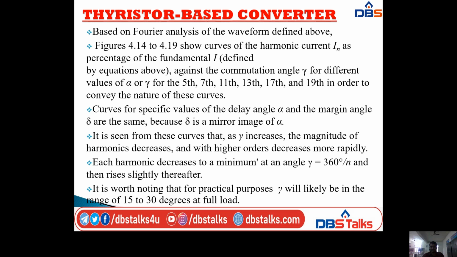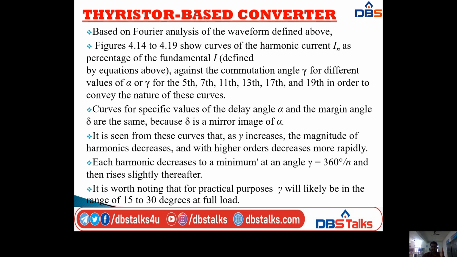So curves for specific values of the delay angle alpha and the margin angle delta are the same because delta is a mirror image of alpha. It is seen from these curves that as gamma increases, the magnitude of harmonics decreases, and with higher orders it decreases more rapidly. Each harmonic decreases to a minimum at an angle gamma equal to 360 by n and then rises slightly thereafter. It is worth noting that for practical purposes gamma will likely be in the range of 15 to 30 degrees at full load.